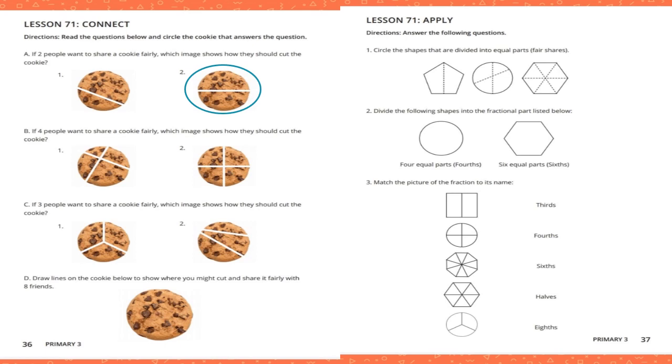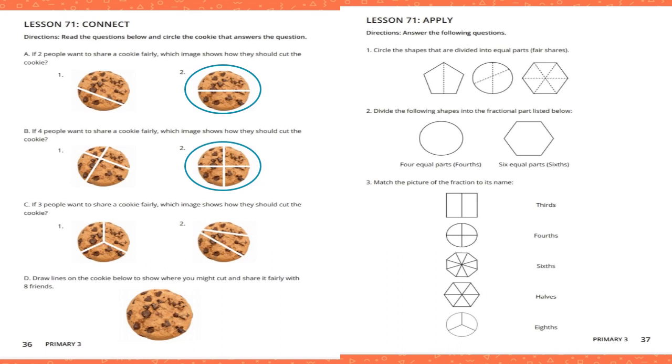Question B. If 4 people want to share a cookie fairly, again fairly means equally. Which image shows how they should cut the cookie? The first image, do I have 4 equal parts here? No, they are not equal. So I will choose number 2. They are equal parts.